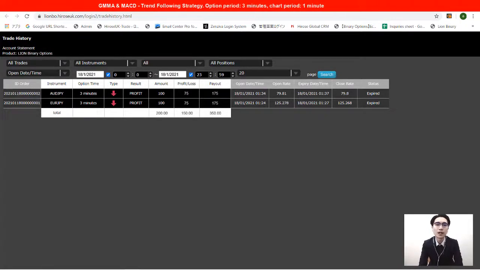Again, the strategy here, if you first get to know about it, might be a little bit confusing, but the more you use it, the more you will like it. I do have a lot of strategies like the simple moving average crossover, the Bollinger Bands, the parabolic, but the GMMA and MACD combination is one of my most favorite strategies.